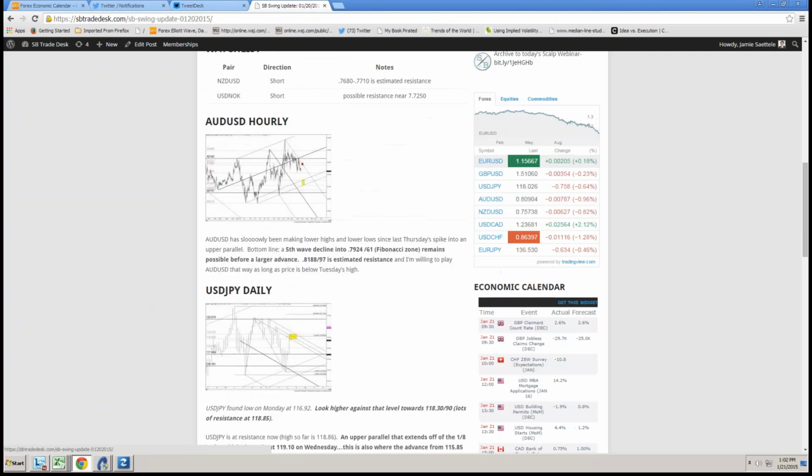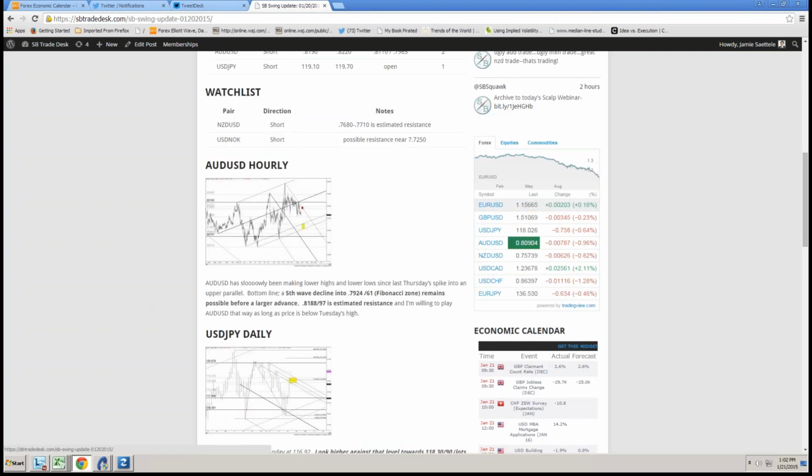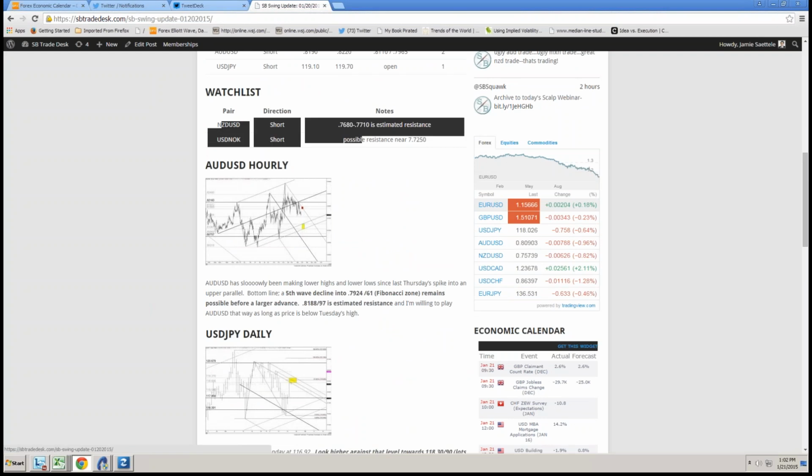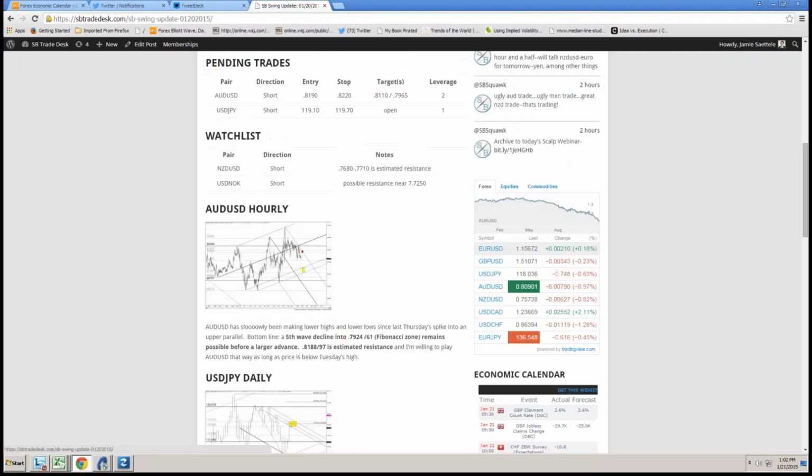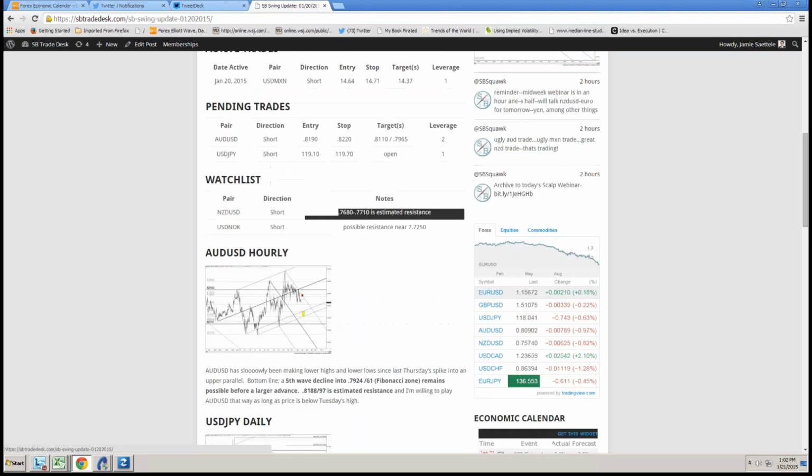When I highlight levels that we're looking to go long or short, following it specifically, the watch list, these are usually the ones that are going to be better trades, I feel like, at least lately, because you can get real precise on the timing. The Kiwi dollar this morning, for example, short, we had 76.80, 77.10 estimated resistance. We traded 77 this morning, and you get the idea.